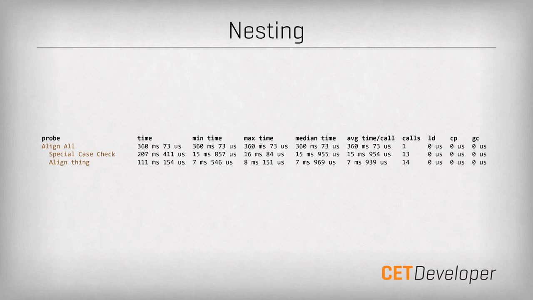You'll also notice in the report that on the left-hand side, two of them are indented from the other one. This is because those two inner probes, special case check and align thing probes, were started and stopped while the align all probe was still recording. And so the system considered them to be nested underneath it, and so it will automatically indent them. This is really good as you start focusing in on your probes. You run this diagnostic, then you start looking inside of one of these probes and insert more inside of it, getting more and more refined probes. They'll all appear nested in here to indicate which one is inside of which.